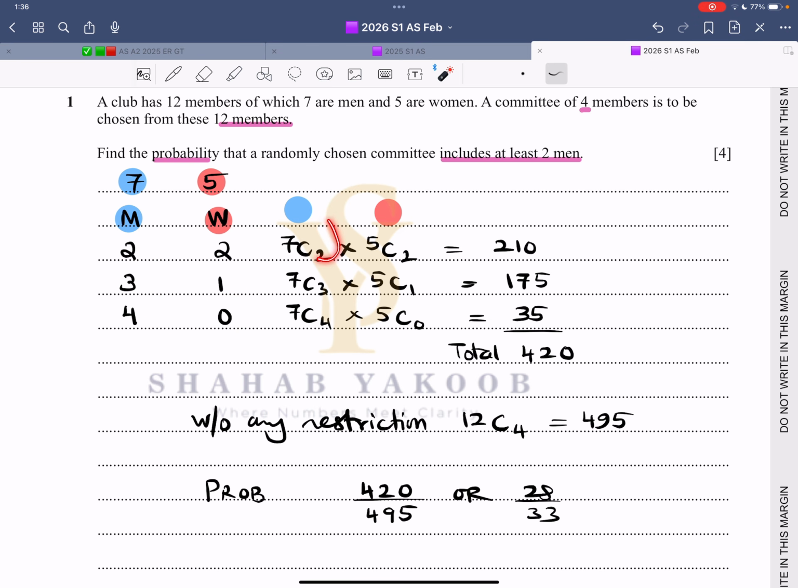Men are selected from men, women from women. These are the number of ways. Without any restriction, out of 12, you are choosing 4 people, that's 495. The probability is 420 over 495. You can leave it as it is. You can plug in the calculator, leave the answer in the fractions form.